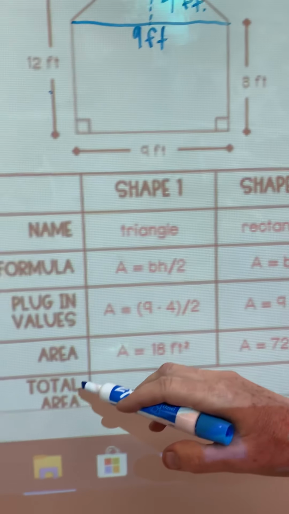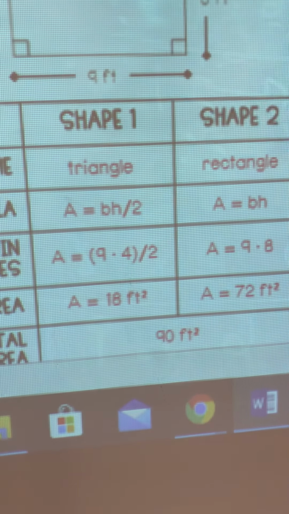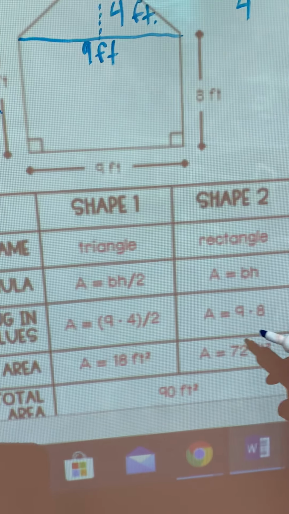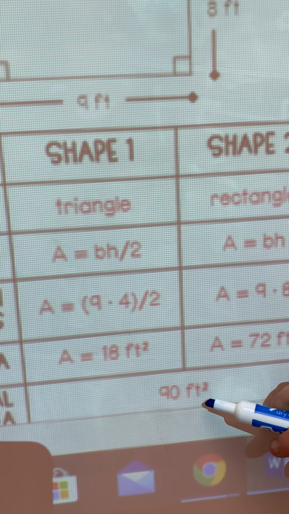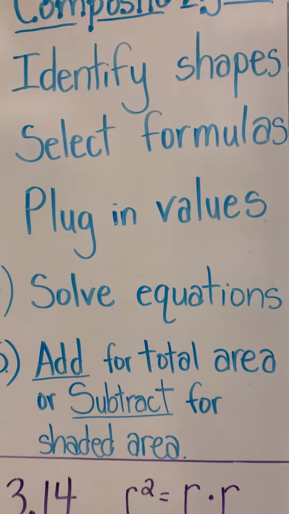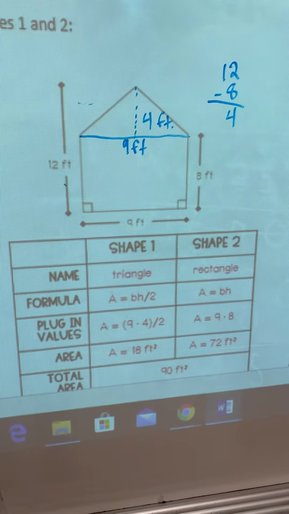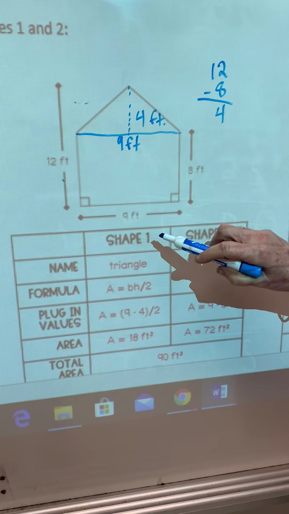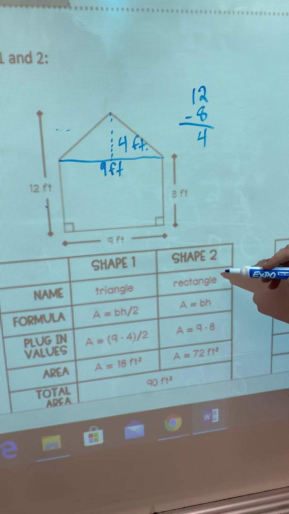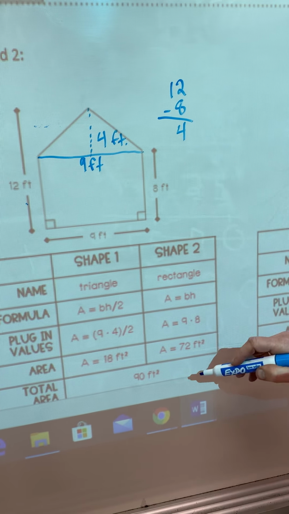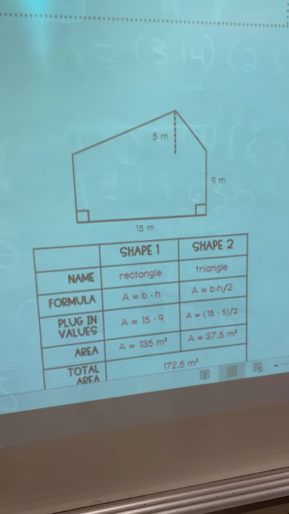Then, to get the total area, remember we have a choice, we're adding or subtracting. But since we're finding a total and we're taking nothing away, we will add 72 feet, we will add the 18, we'll add them together, and we come up with 90 feet squared. I also want to say that setting your work up in a table like this is a super way to organize your work. That way you make sure that all the information you have for, like here, shape 1, the triangle, is all together. And all the information you have here for shape 2, the rectangle, is all together. You eliminate the opportunity to make a careless mistake.